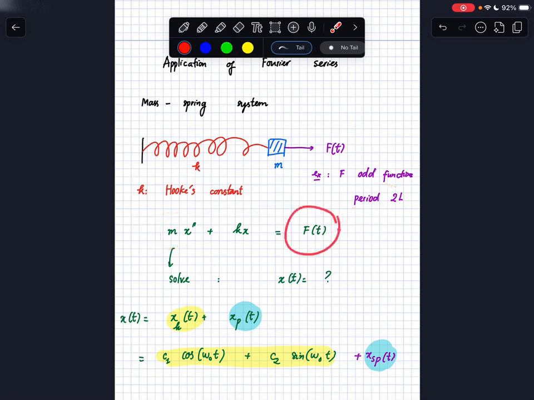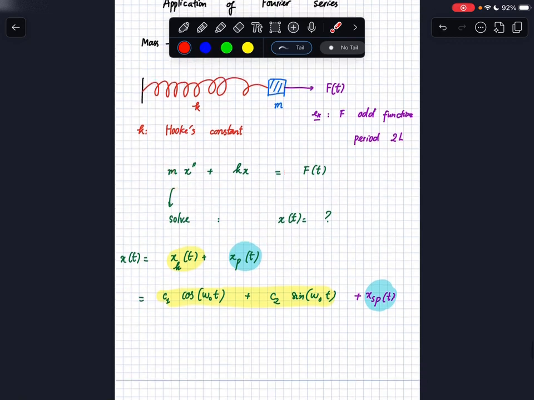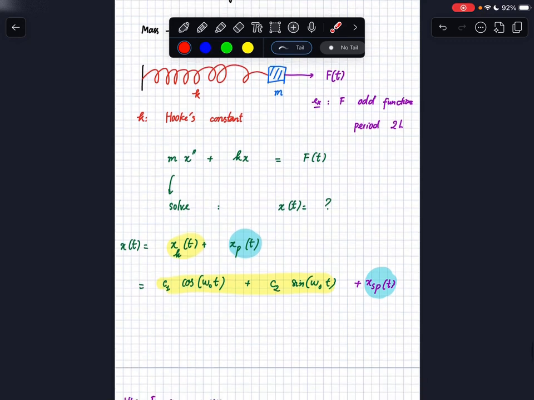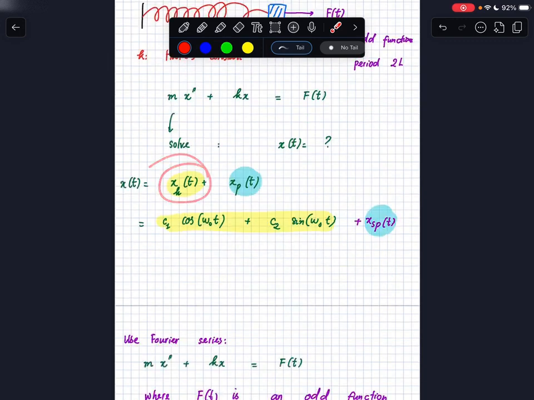So given the input function F, the force, we need to compute the response, the function x(t). So this is a non-homogeneous system. We have x(t) equal to x_h, the homogeneous one, if the force is 0, plus x particular. For the homogeneous part, the complementary solution is given by this.